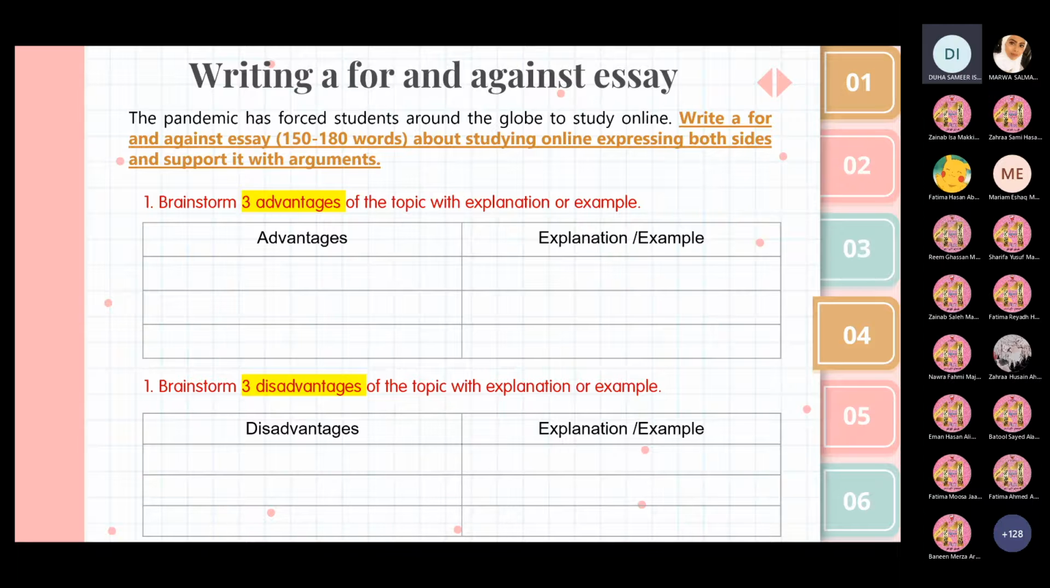And how many paragraphs do we have? Excellent, we have 4 paragraphs. Well done, ladies, thank you so much. Thank you so much for your participation.